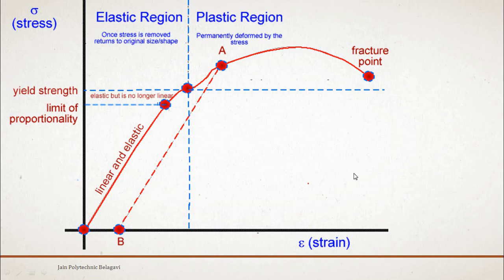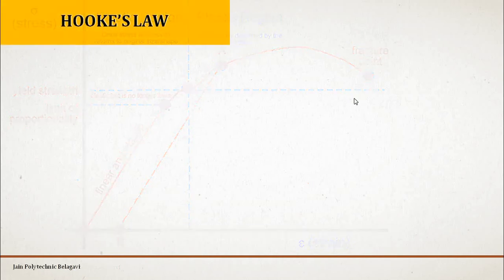Okay, so you may find out, see here also they have written: once stress is removed, it returns to its original shape and size in the elastic limit, and in the plastic region it is permanently deformed by the stress. So it is going to be permanently deformed, meaning it is not going to come back to its original shape and size. So next we will come to Hooke's law.